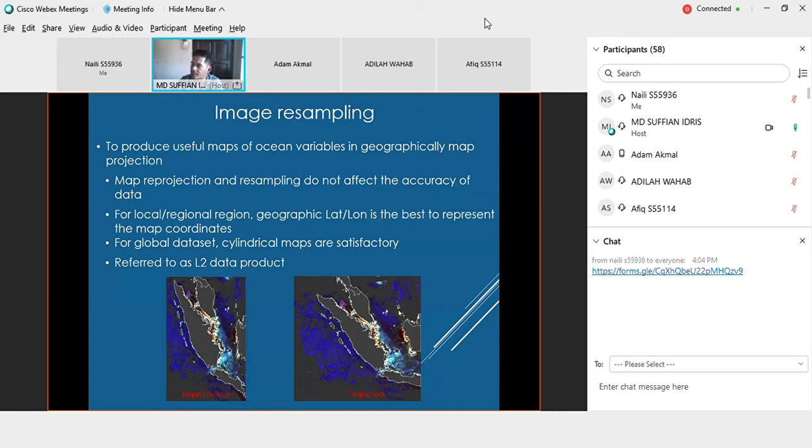Okay, so dia map tu dia akan ikut dia punya scale yang sebenar. So for local or regional scale, geographic latitude longitude is the best to represent the map coordinate, especially for the ocean. For the ocean selalunya kita pakai latitude longitude. That one for regional scale. Tapi untuk global scale biasanya kita pakai cylindrical map.